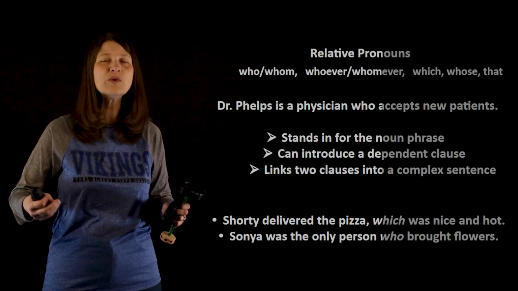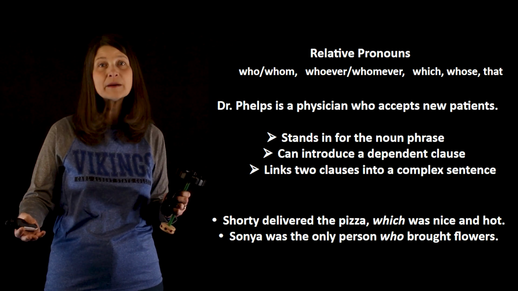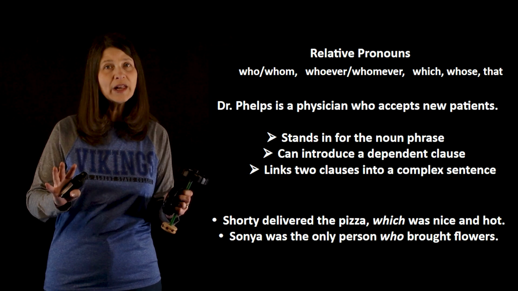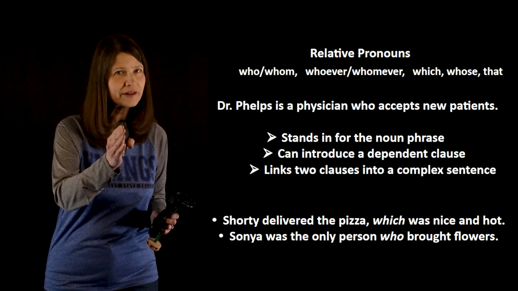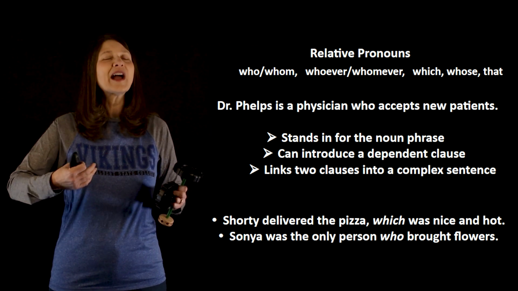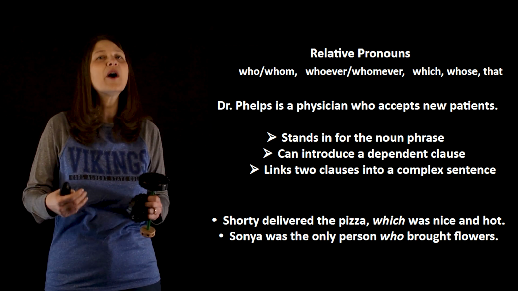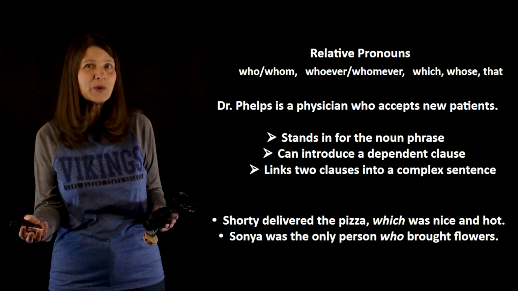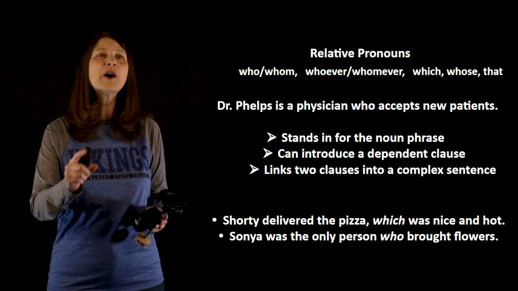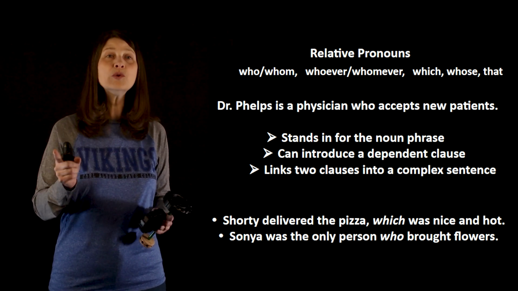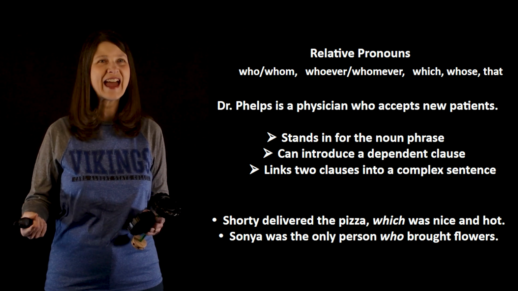There's one other kind of complex sentence that I need to mention to you, and that's what we call a complex sentence made with relative pronouns. You know your pronouns, I, you, me, he, she, they, we, them. Okay, so these relative pronouns are not exactly pronouns in that sense. They're what I call the cousins, the relatives, the cousin crew of those pronouns. They are words like who, whom, whoever, whomever, which, whose, and that.